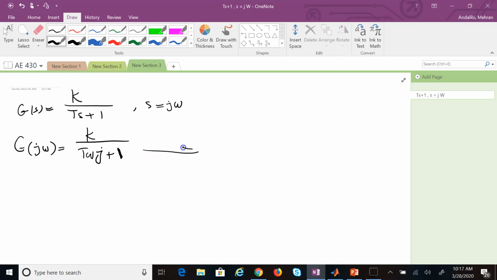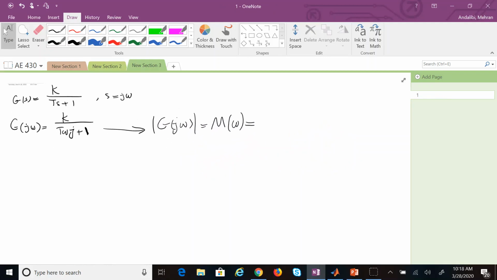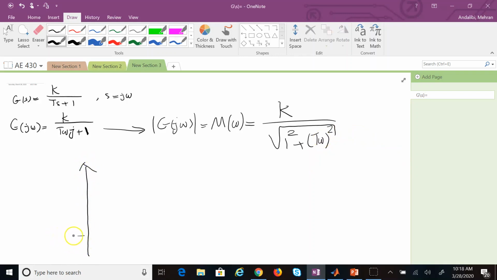So if I ask you what is the magnitude of this, what would you say? Which, by the way, we call M of omega. What is that? Well, we know that it's a ratio, so the magnitude of a ratio is the magnitude of the numerator, k, divided by the magnitude of the denominator. And magnitude of any complex number is always what? The real part squared, correct? Plus the imaginary part squared. So that is the magnitude. And clearly you see it depends on omega. Now if I want to plot this guy, where omega changes from 0 to infinity, right?